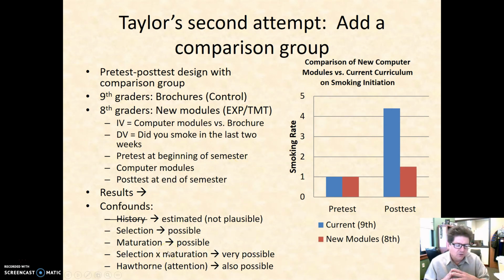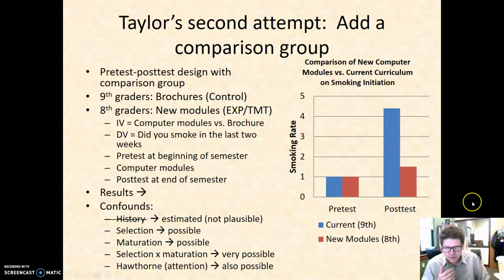In particular, this study really has a problem with the selection by maturation interaction, meaning the pre-existing groups you chose mature at different rates. And this one really has that. Your 9th graders may be more expected to try new things, to be more deviant, to want to explore than your 8th graders who are still kind of young. So the selection factor at the beginning interacts with the idea that they mature at different rates, which produces this same pattern of results that you see here, and is a competing alternative explanation. It is equally as likely as the modules being effective.